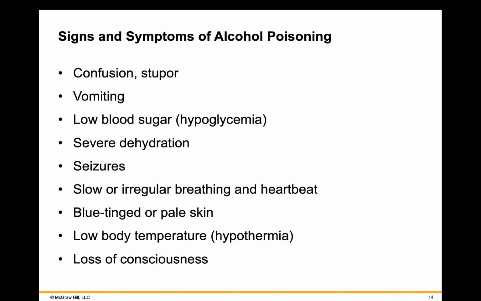Now, as noted in the previous slide, the signs and symptoms of alcohol poisoning increase with the blood alcohol content. Some are confusion and stupor, vomiting, low blood sugar or hypoglycemia. Individuals may become severely dehydrated. There is the potential for seizures. You also will see irregularities of breathing and heart rate. There may be blue-tinged or pale skin. There is a drop in body temperature known as hypothermia, and in severe cases, loss of consciousness.